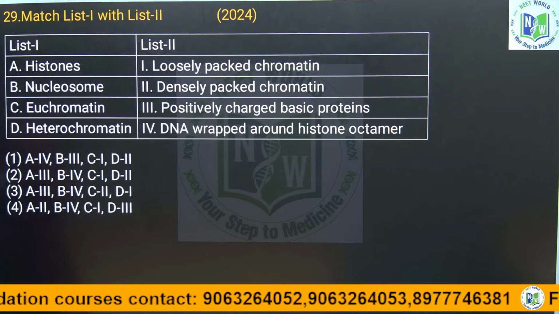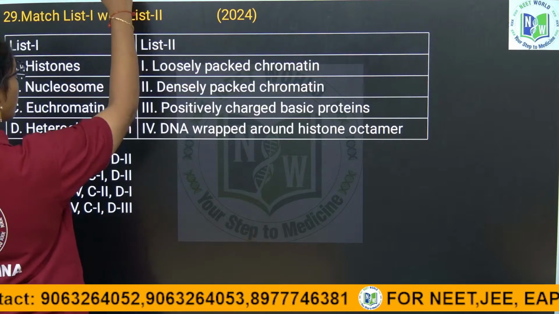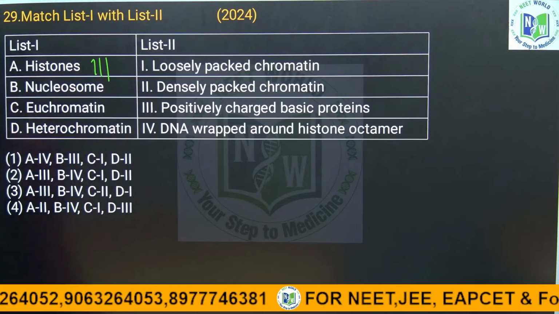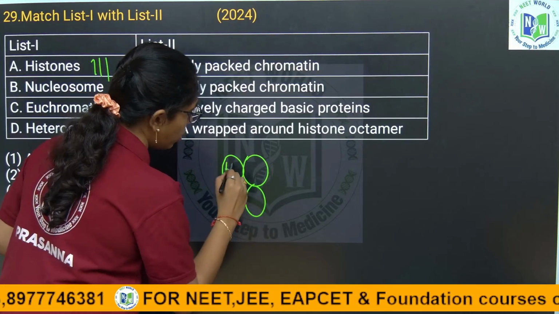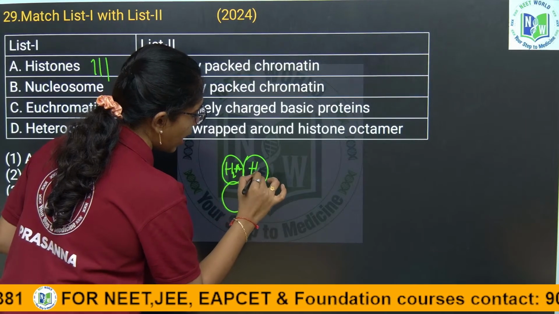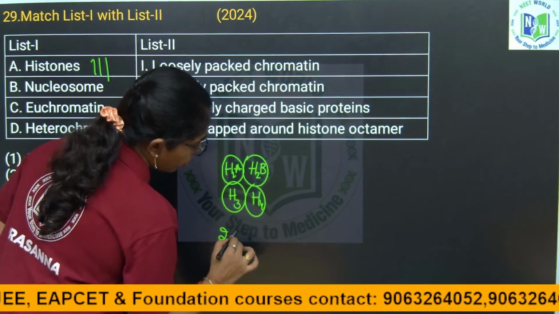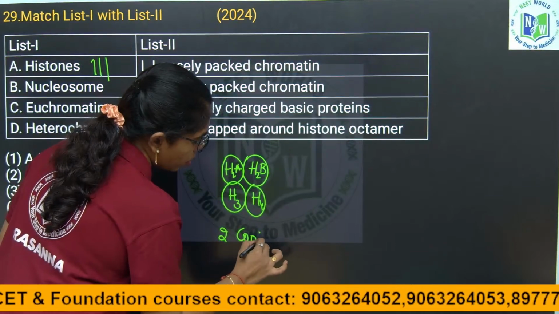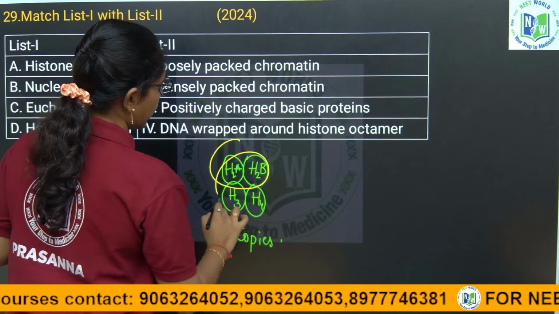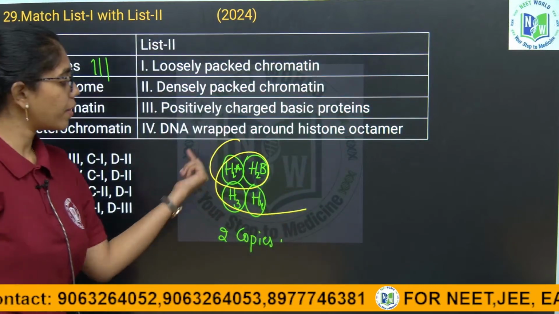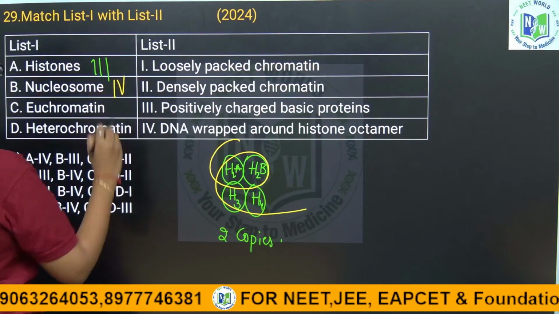Next, again a match the following question of 2024. Histones are positively charged basic proteins, so this is option 3. Nucleosome: DNA wrapped around histone octamer. What proteins does it have? H2A, H2B, H3, H4. 2 copies of these will form a histone octamer. DNA wrapped around this histone octamer is called as what model? Nucleosome model, which is option 4.